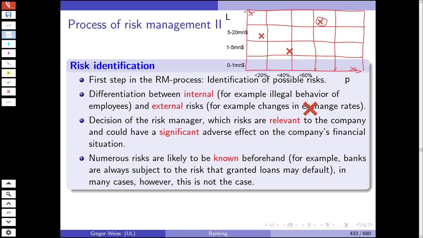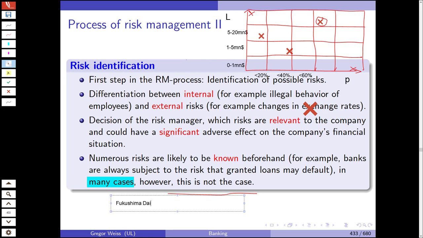Now, numerous risks are likely to be known beforehand. For example, you know that if you're a bank, you're always subject to the risk that granted loans may default. In many cases, this is not the case. In many cases, you don't know about those risks. You have to make sure that you identify those risks. A pretty good example for this is Fukushima Daiichi.